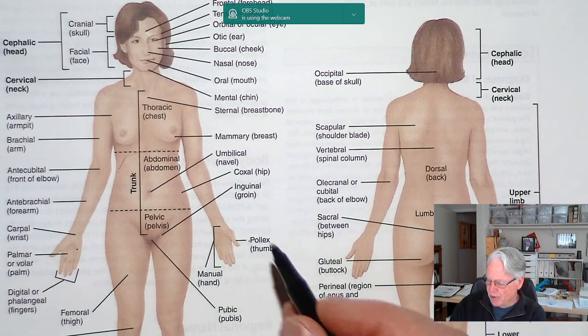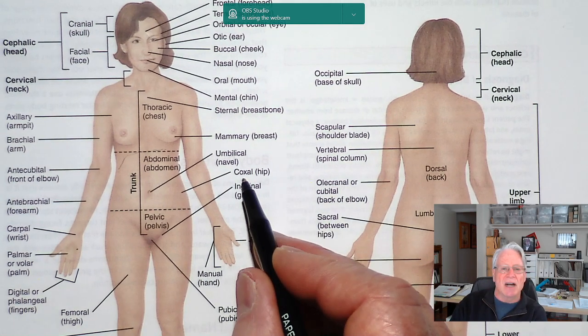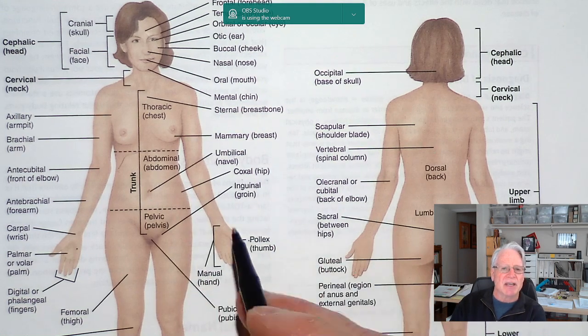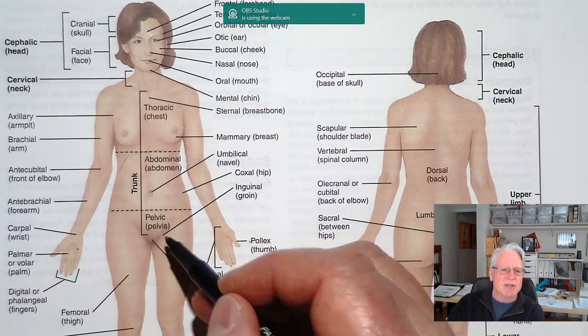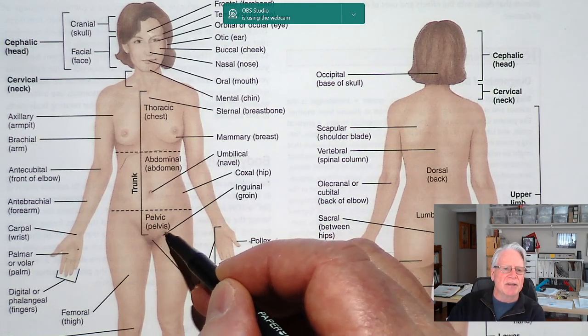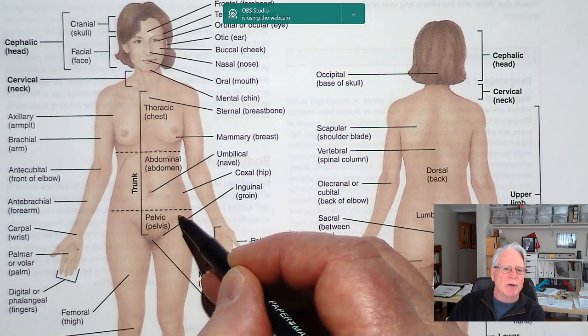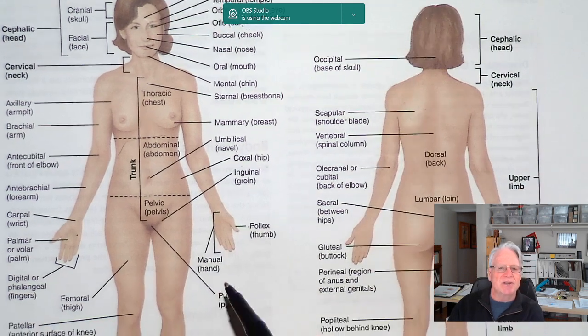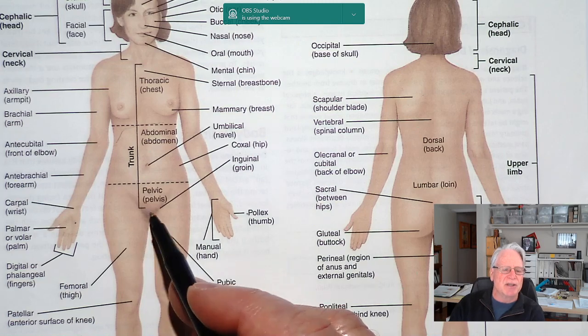So, for example, there's the coxal, or hip. That's literally the hip of your body. There's inguinal, or groin, which you can think of as the crease where the leg and the pelvis come together. And then there's the pubic, or pubis, which is where the male and female genitalia are found.